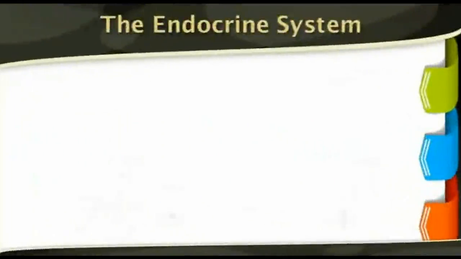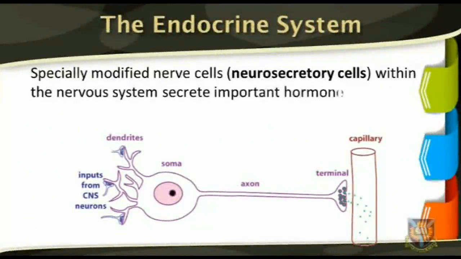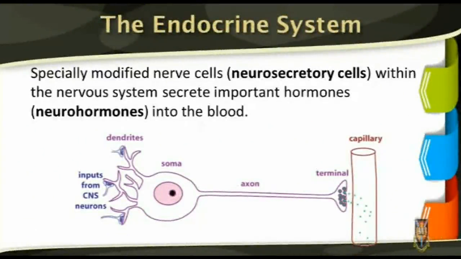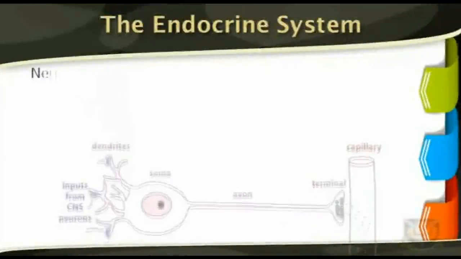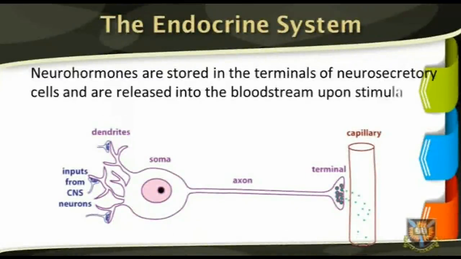In addition to traditional endocrine cells, specially modified nerve cells within the nervous system secrete important hormones into the blood. These special nerve cells are called neurosecretory cells, and their secretions are termed neurohormones, to distinguish them from hormones produced by traditional endocrine cells. Neurohormones are stored in the terminals of neurosecretory cells and are released into the bloodstream upon stimulation of the cells.